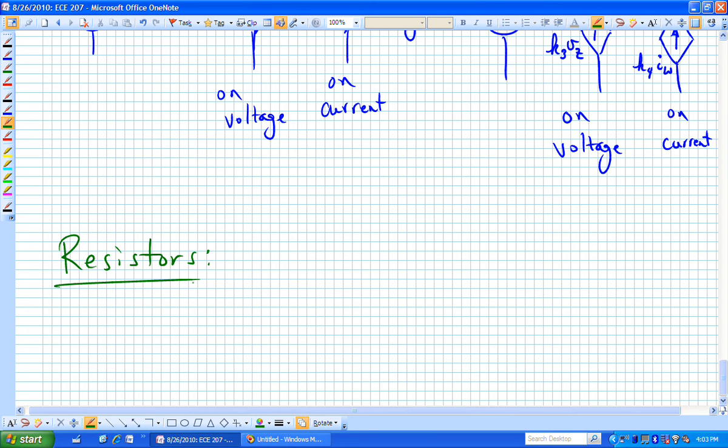For now, let's look at a resistor as this rough up and down line. We'll label it R. We'll say the current going into that resistor is I sub R, and the voltage drop we will label as V sub R.